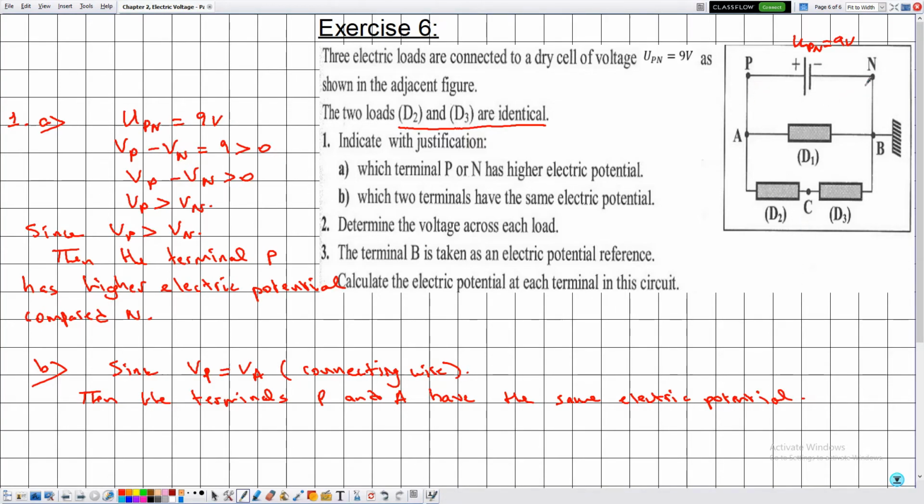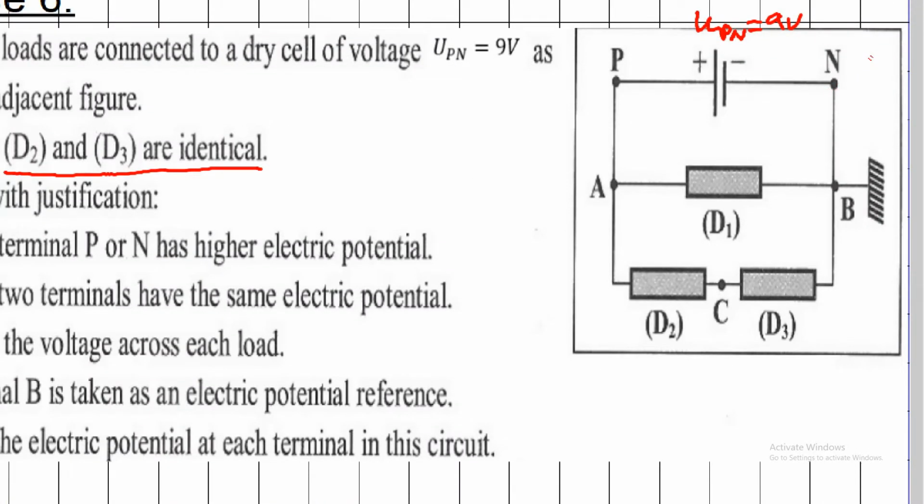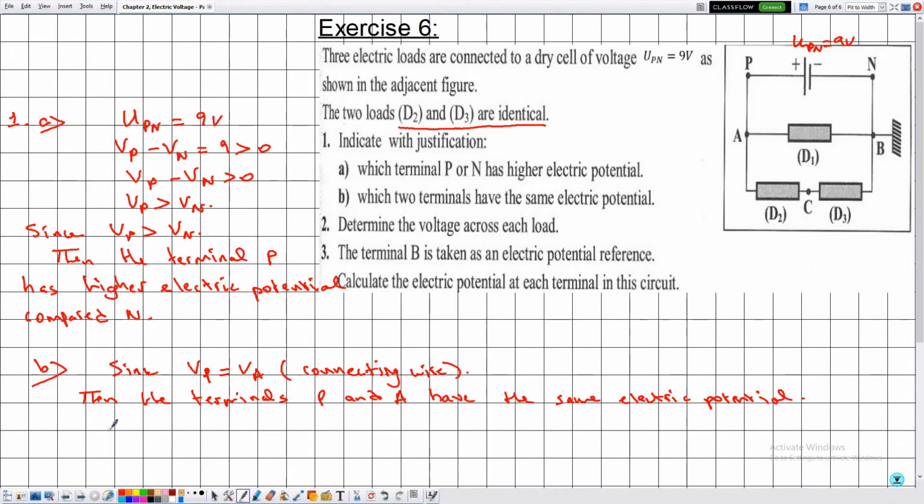But not only the points P and A, notice that here the points N and B are connected by a connecting wire. So we can say that since V at B is equal to V at N, and the reason is given by a connecting wire, then the terminals B and N have the same electric potential.